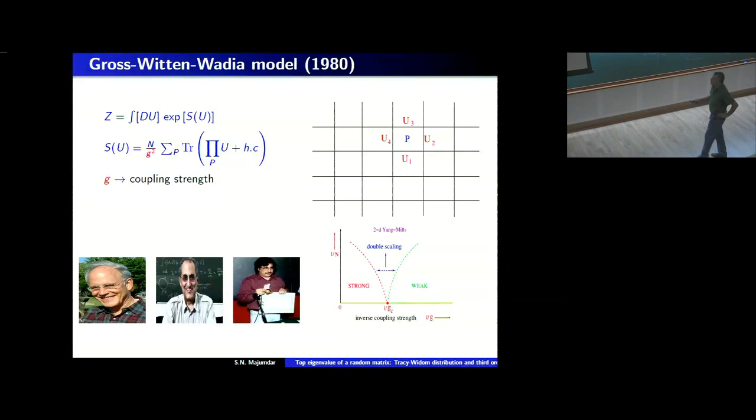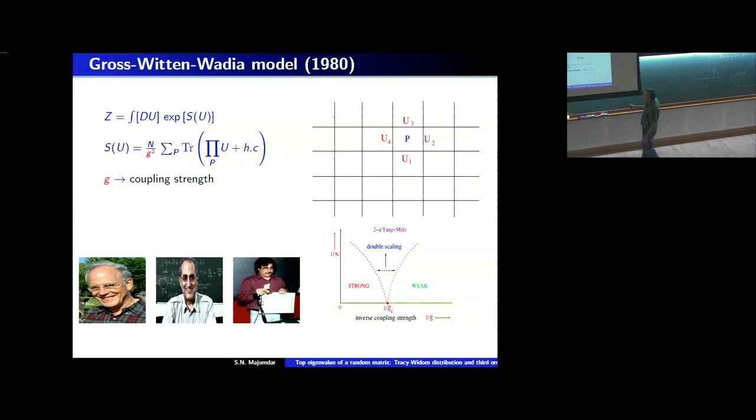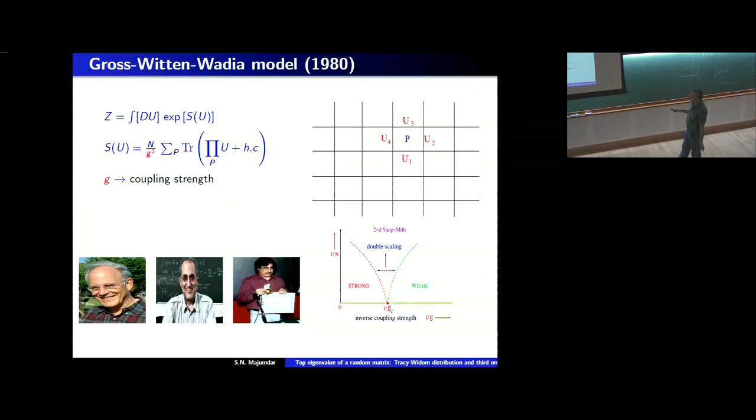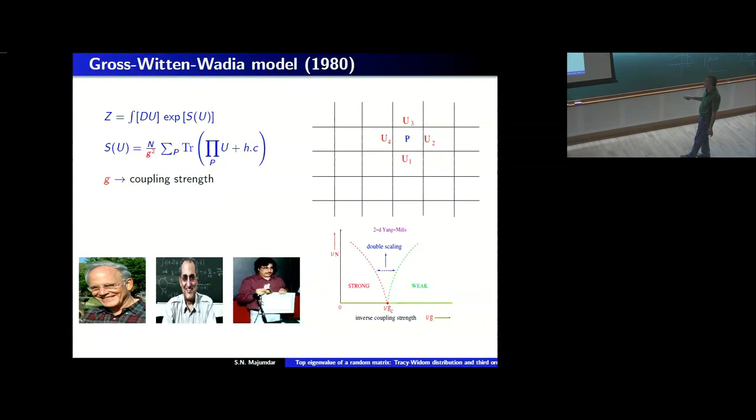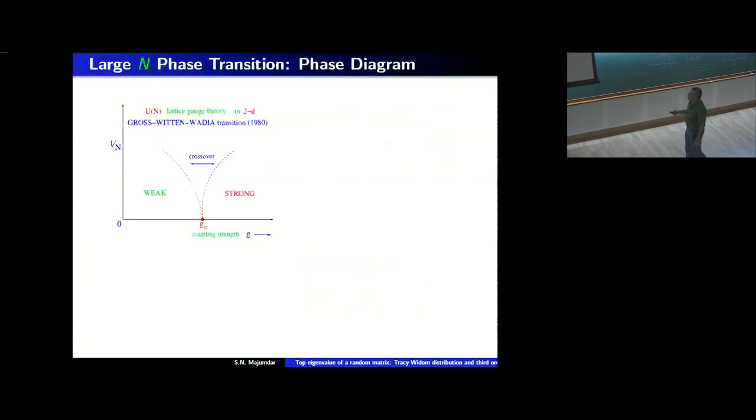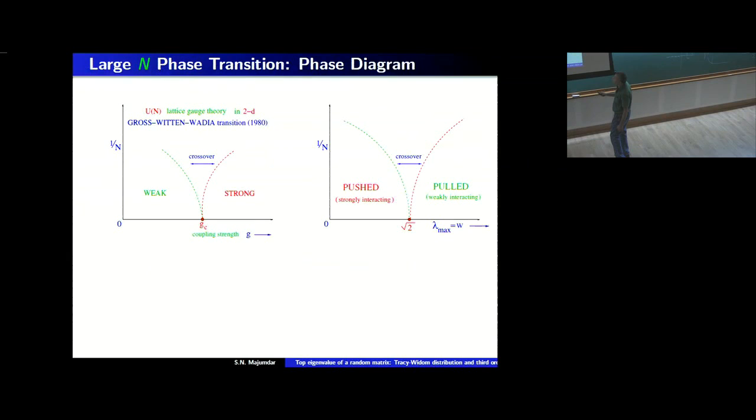This is an exactly solvable model, and what they figured out is that if you plot 1 over g here and 1 over n here, in the n goes to infinity limit you are on this line, and there's a strict phase transition between a strong coupling phase and a weak coupling phase. If you go to finite n, then you have a crossover from strong coupling to weak coupling phase, and this is the so-called double scaling regime. And it's exactly the same physics here. So this is again the Gross-Witten-Wadia model, 1 over n, and you have a g coupling strength here. So you have the weak coupling phase at low g, and for g bigger than g_c you have a strong coupling phase and a crossover regime.